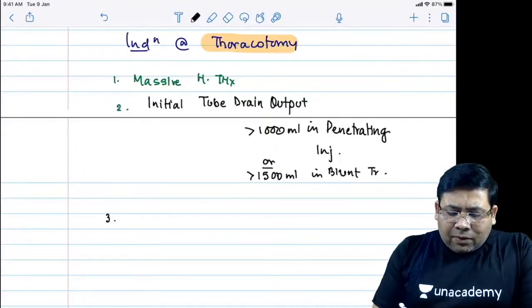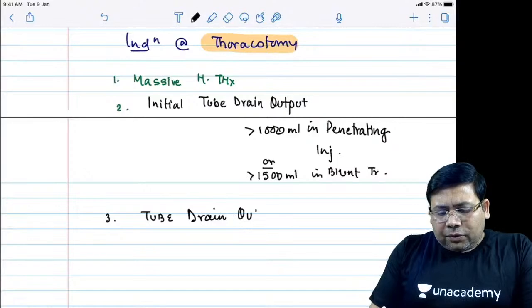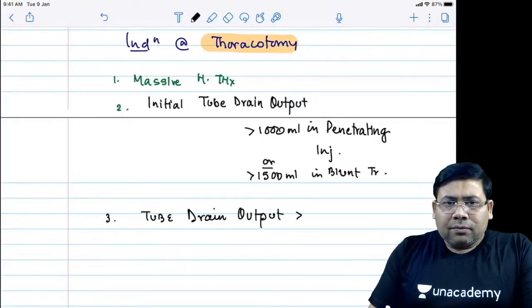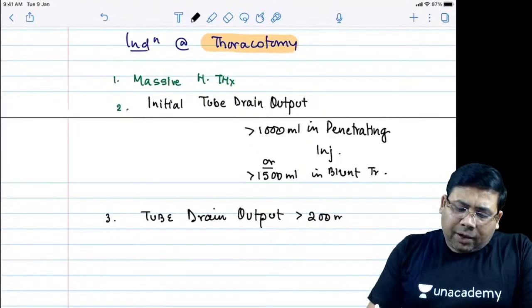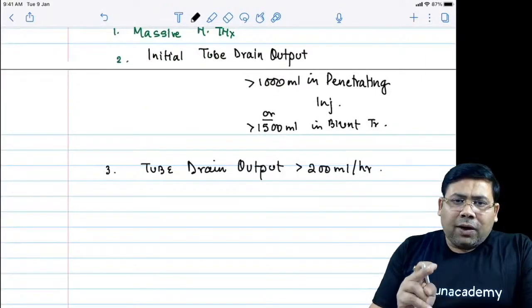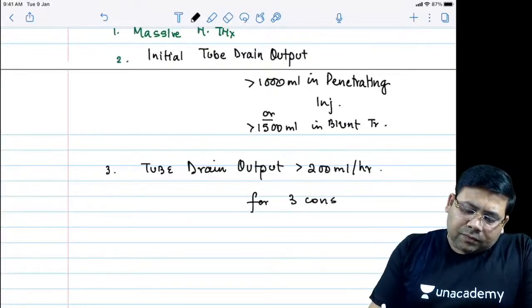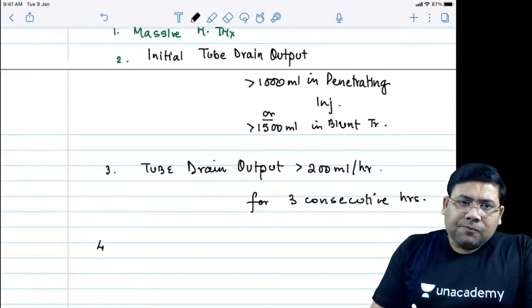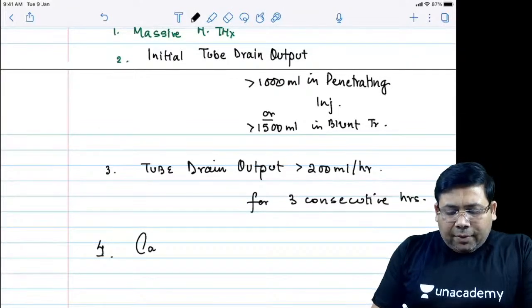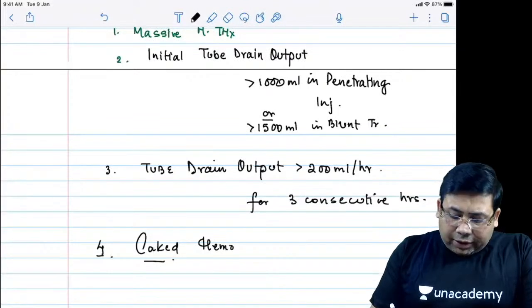So what is that? Tube drain output is defined as more than 200 ml per hour for 3 consecutive hours. Fourth is caked hemothorax. Now, what is the concept of caked hemothorax?